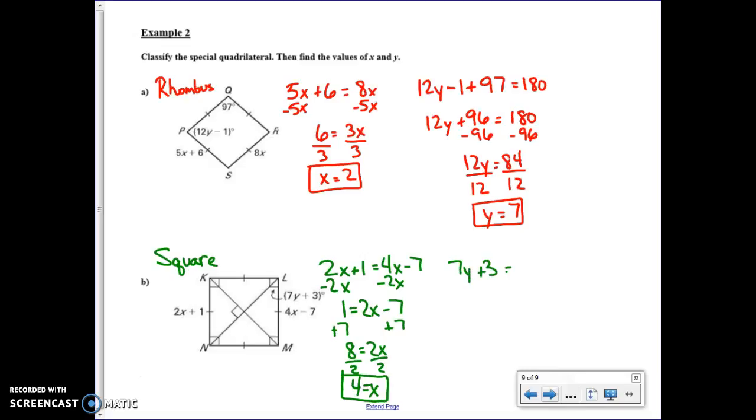So 7y plus 3 would equal 45. We're going to subtract 3 from both sides. So 7y equals 42. Divide by 7. So y equals 6.